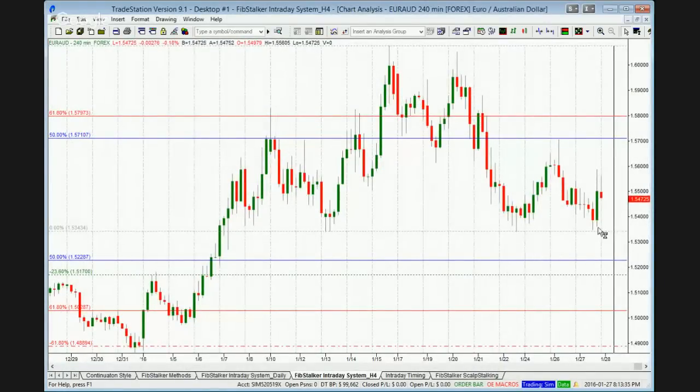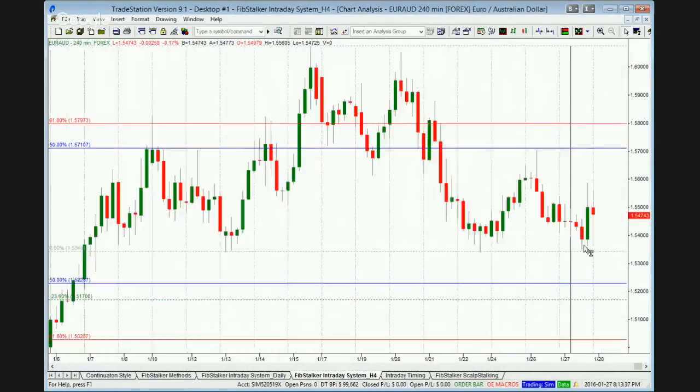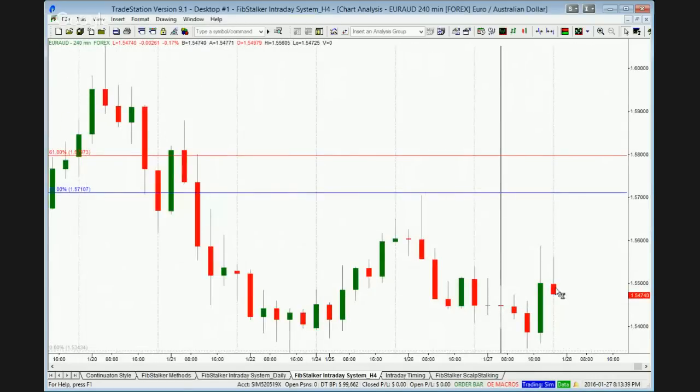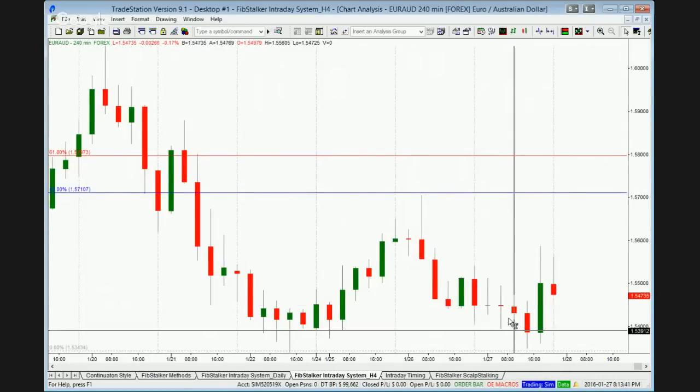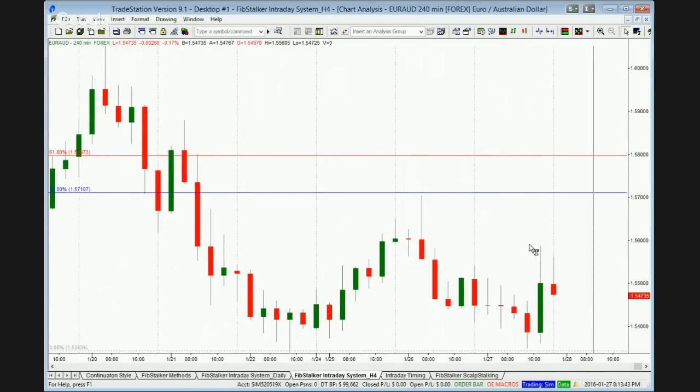Now, this bar that you see here, the last green bar that I'm indicating here, this green bar here was in response to that news. Has that changed the resolution?